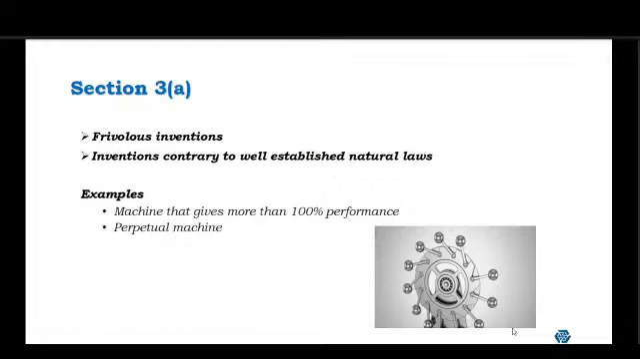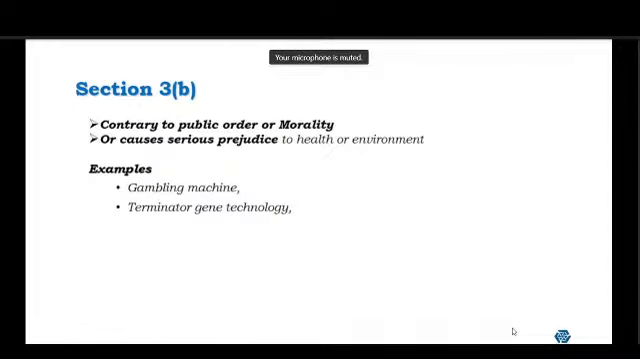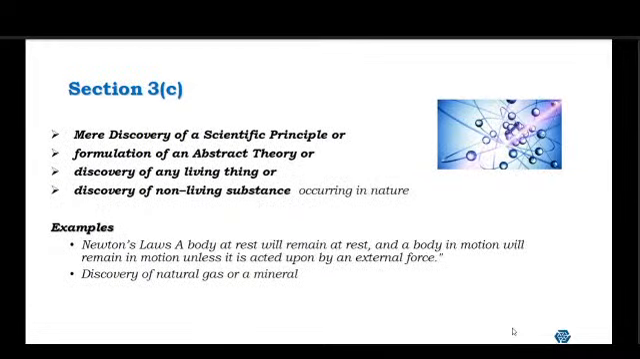of motion and laws of nature, because such a machine, though in the mind of an inventor or an innovator it may seem to be a very good idea, practically it is impossible to achieve. There cannot be any machine which can perpetually move or perpetually work, hence such inventions are not patentable. Inventions which are contrary to public morality or order. Suppose you invent a gambling machine, terminator gene technology, such ideas are not protectable under the Patent Act.